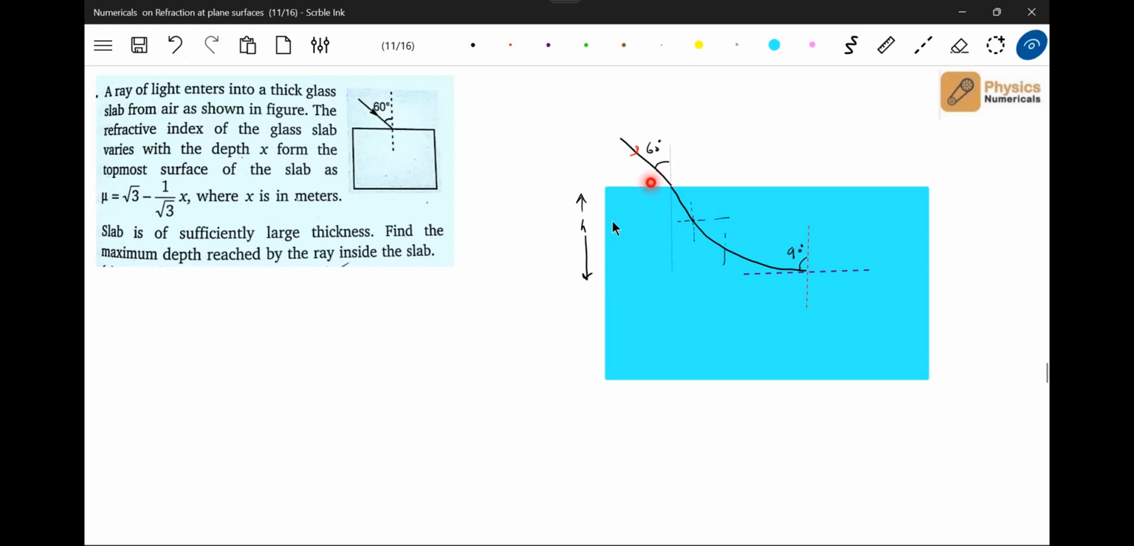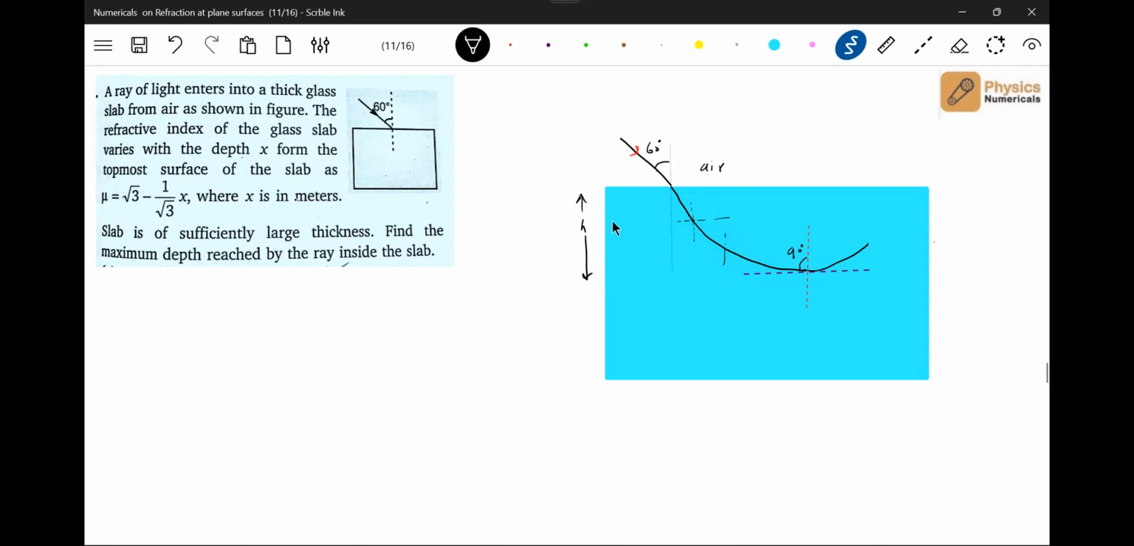Sir, why the path of the ray? Okay, of course, first it will move from rarer to denser, it will bend towards normal. Then afterwards, as it moves, the mu will decrease. So it is moving from denser to rarer, and should bend away from normal. So this angle of refraction should keep on increasing here. So finally, at one particular point, the angle of incidence is such that it will just graze the boundary here. So there is a maximum depth. Afterwards, the path of the ray will be something like this. This h has to be determined.